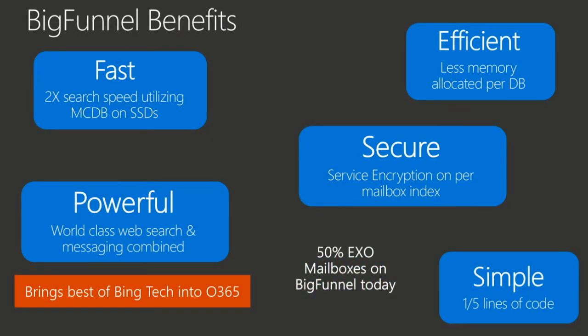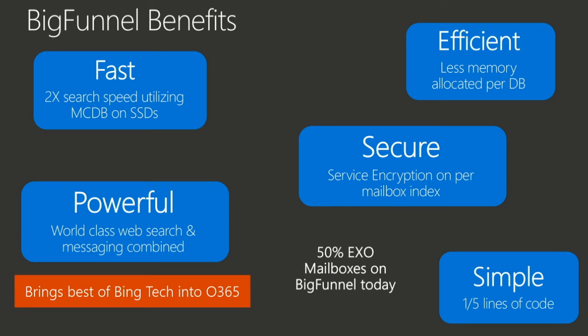So to wrap up with the benefits for BigFunnel, search execution is twice as fast because of the indexing architecture, the querying and indexing technology from Bing, but also we're putting our message tables on SSDs through the MCDB feature, which Lynn's going to talk about next. We're more efficient because we have to allocate less memory because we're doing it per mailbox. We're more secure in that service encryption can now be applied to your search data. We're simpler because we now have one HA solution, same replication, same storage. We don't have to maintain 2 sets of code.